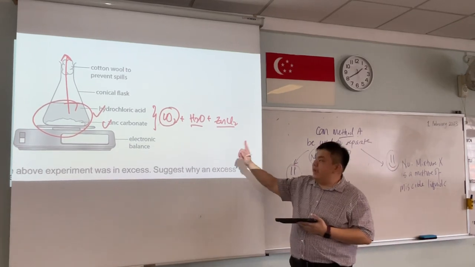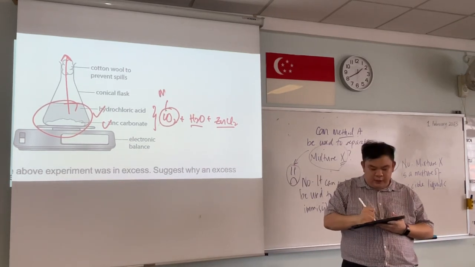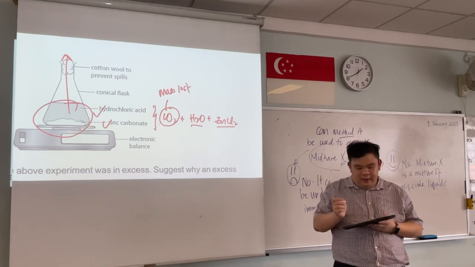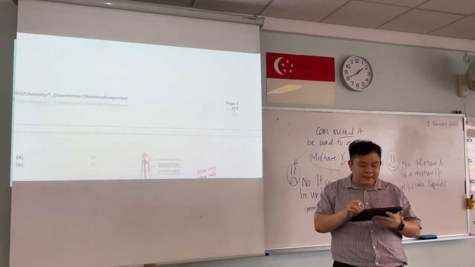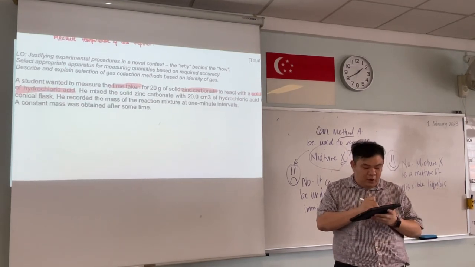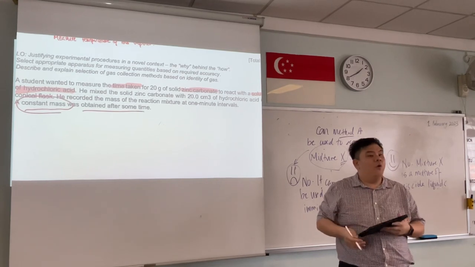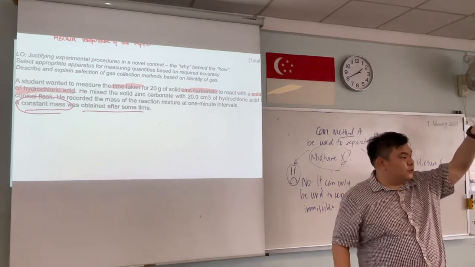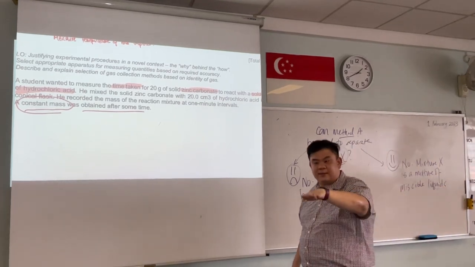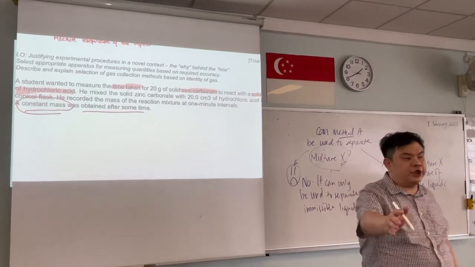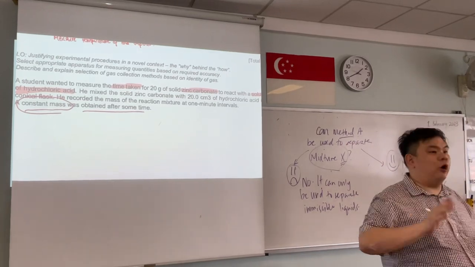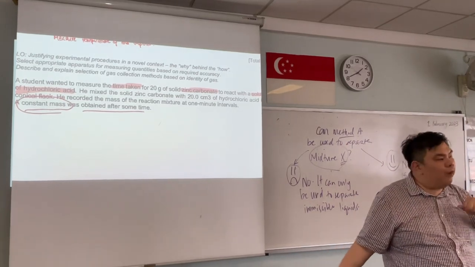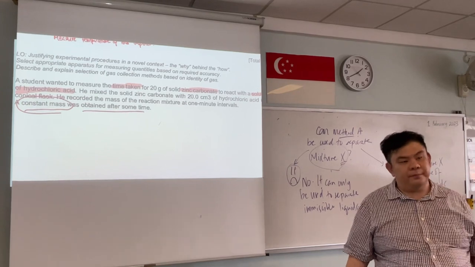Alright, so the mass loss is due to the carbon dioxide. Now, they said that after some time, a constant mass was obtained. That means the mass stopped dropping, correct? After some time, the mass remains constant. The reaction has finished. It's completed already. Stopped already. How else can you tell the reaction has stopped?